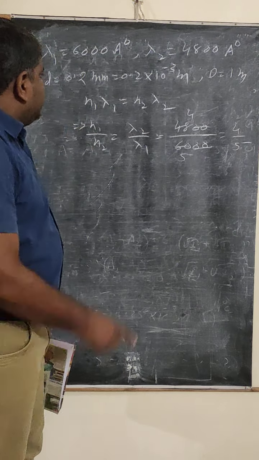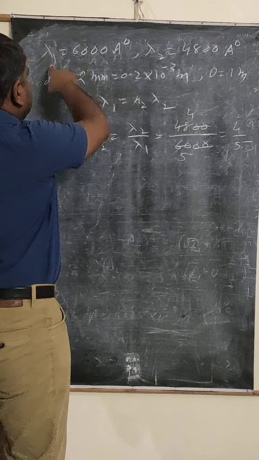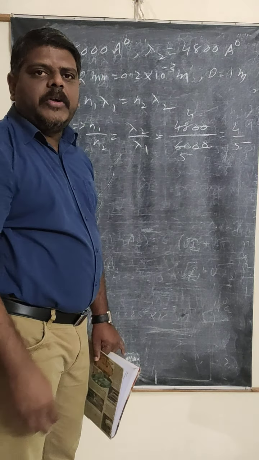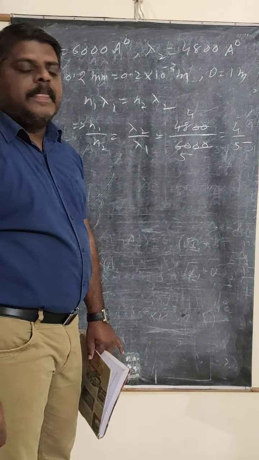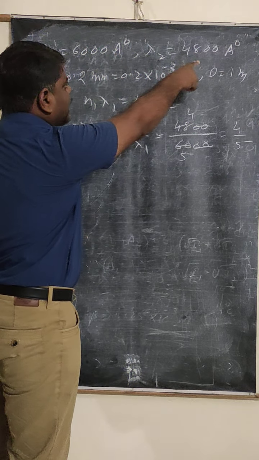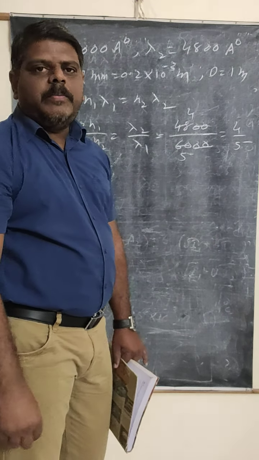That means if you are going to use the wavelength lambda 1, 6000 angstrom units, then how many bright bands are you going to produce? 4 bright bands you are going to produce. In case you are taking 4800 angstrom units, then how many bands are produced? 5 bright bands are going to be produced.